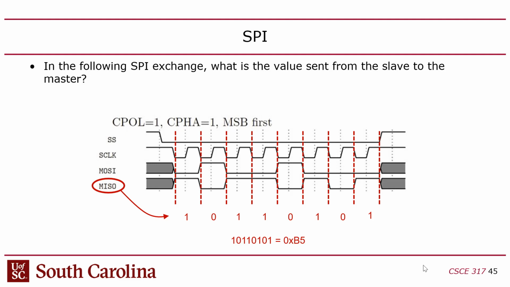I'm showing these bit slots as intervals, and in this case, MISO, the return data, is 1011 0101, where 1011 is B and 0101 is 5 in hex. So B5. The data that I send from the CPU is 48, and the data coming back is B5 in this exchange. Okay.